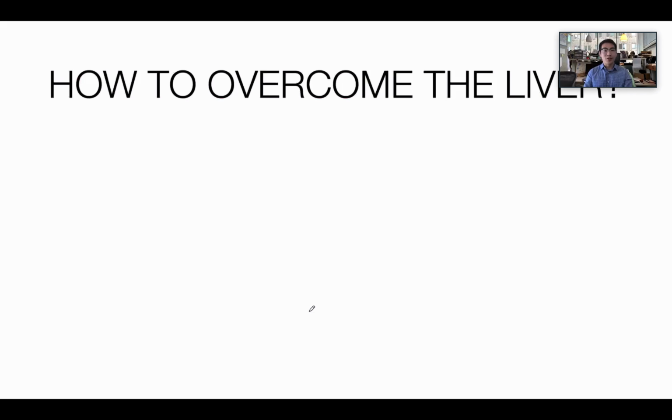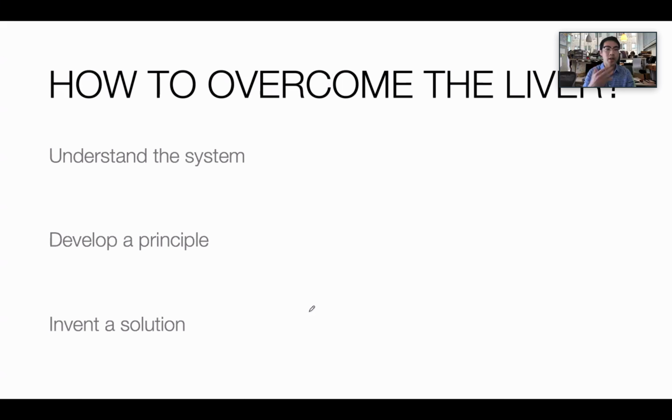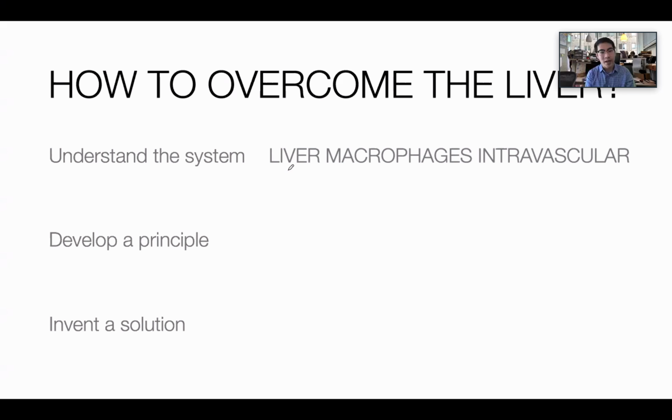So in conclusion, we have that question, right? How do we overcome the liver, right? And this set the stage for the majority of my thesis. And I went about answering this question with 3 different methods, right? 3 different themes. First, we wanted to understand the system. And that showed us that the liver macrophages are intravascular, right? They are within the blood. They have preferential access to the nanoparticles upon injection.